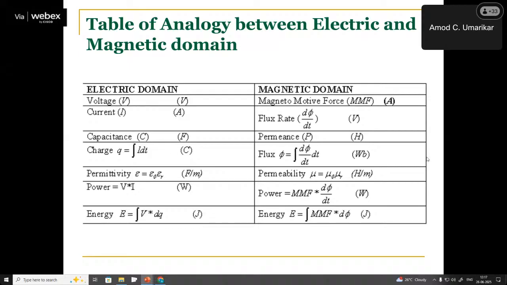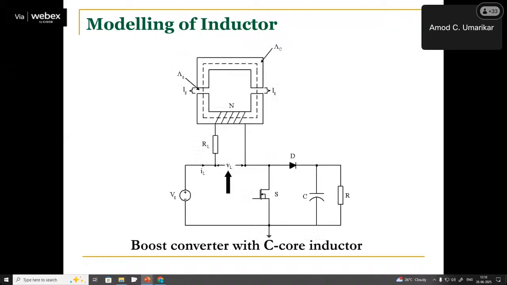So this is the thing here. Voltage V, magnetomotive force MMF. So this is the analogy. Current is flux rate, capacitance is permeance, charge is flux, permittivity is permeability, power is MMF into d phi by dt, energy is the integral of MMF d phi. So that's the comparison here.